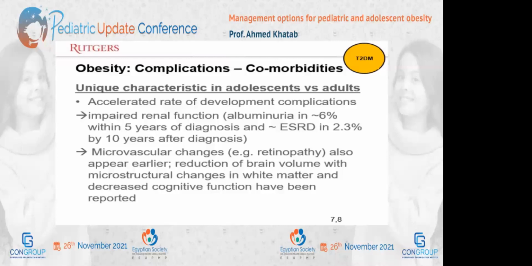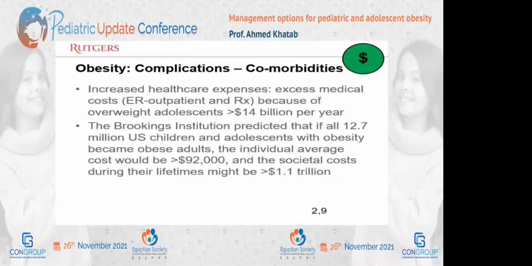There's about 6% albuminuria within 5 years of diagnosis, and end-stage renal disease in about 2.3% by 10 years after diagnosis. Microvascular changes such as retinopathy also appear earlier. There was reduction of brain volume with microstructural changes in the white matter and decreased cognitive function, which have also been reported. The economic burden is also not to be underestimated.